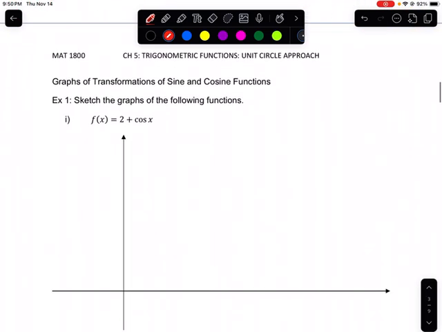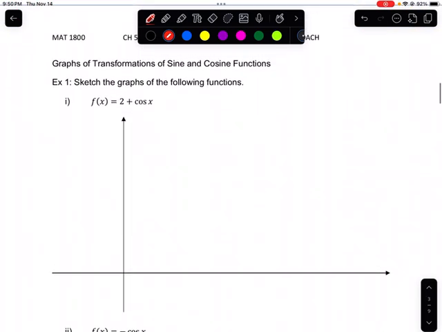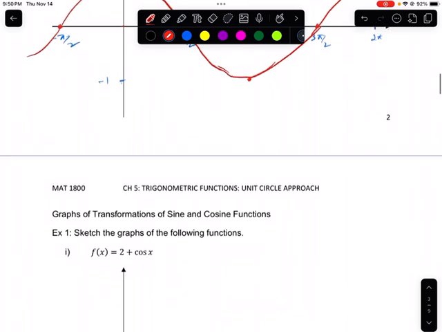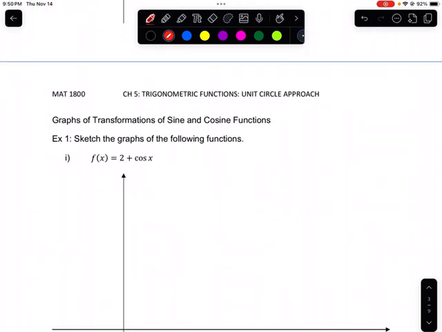Okay, so now graphs of transformations. The rule for transformations is similar. So this will mean addition, this will mean a shift up 2 units. So this means the base graph is cosine, and then we shift up 2 units. That is the transformation used here.